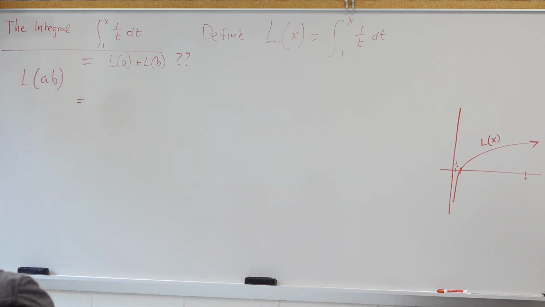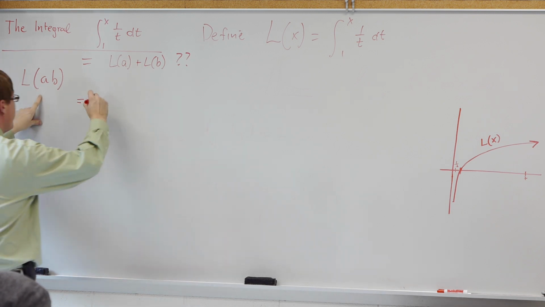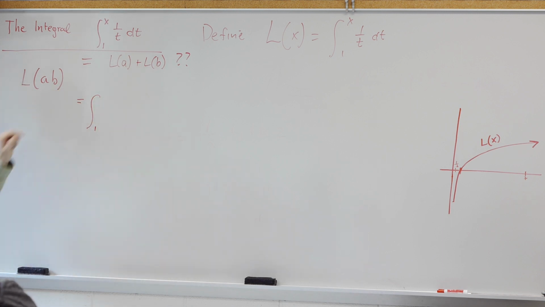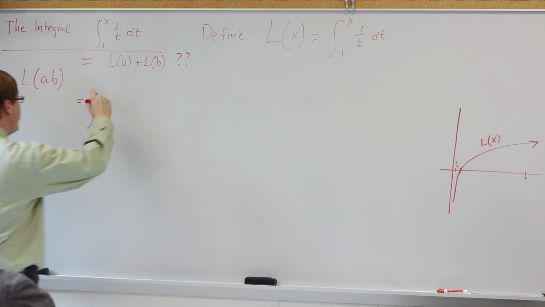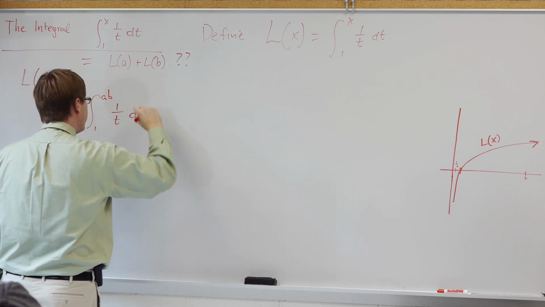Okay, well, what's my process? I'm going to write this as an integral, and hopefully I can turn it into the sum of those two integrals. So this is going to be the integral from 1 to what? AB, right? Good. Of 1 over t dt.